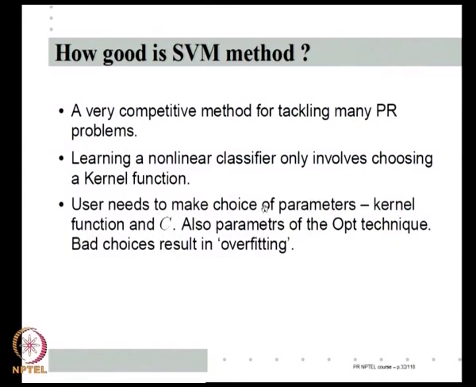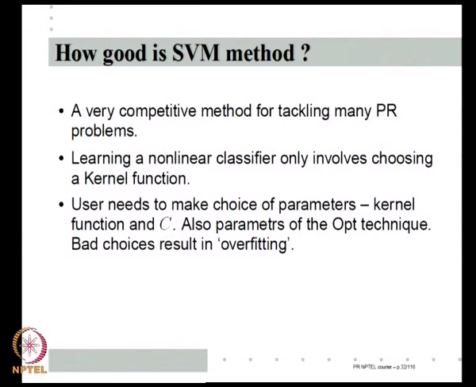Of course, it is not as simple as that. The user still needs to make a choice of parameters. I have to choose a kernel function, but I also have to choose parameters in the kernel function. For example, if I am using a Gaussian kernel, I have to choose what the sigma in the Gaussian kernel should be. The second thing I have to choose is the C parameter, the penalty parameter in the optimization problem. I also have to choose parameters in the optimization problem.